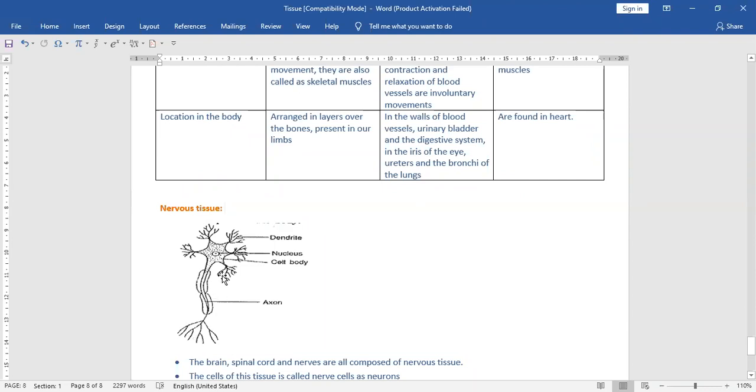So this nervous tissue has 3 parts. One, these branch structures are called dendrites. Middle part is called the cell body. That means it is the actual cell. This is extensions. And here is one thread-like structure called axon. At the end of the axon, there are again the axon endings. So this is one nerve cell.